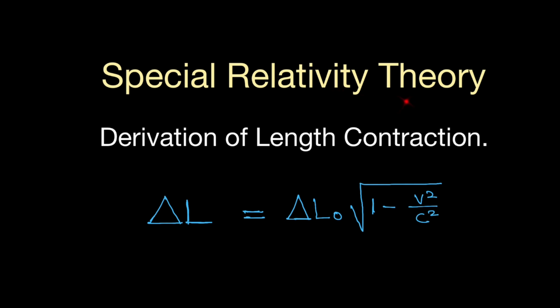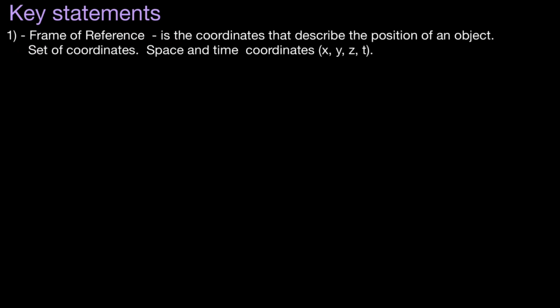Special relativity theory, derivation of length contraction. Looking at keywords or key statements. Number 1, frame of reference is the set of coordinates that describe the position of an object, space and time coordinates. The space coordinates are x, y, z, and the time coordinate is t.